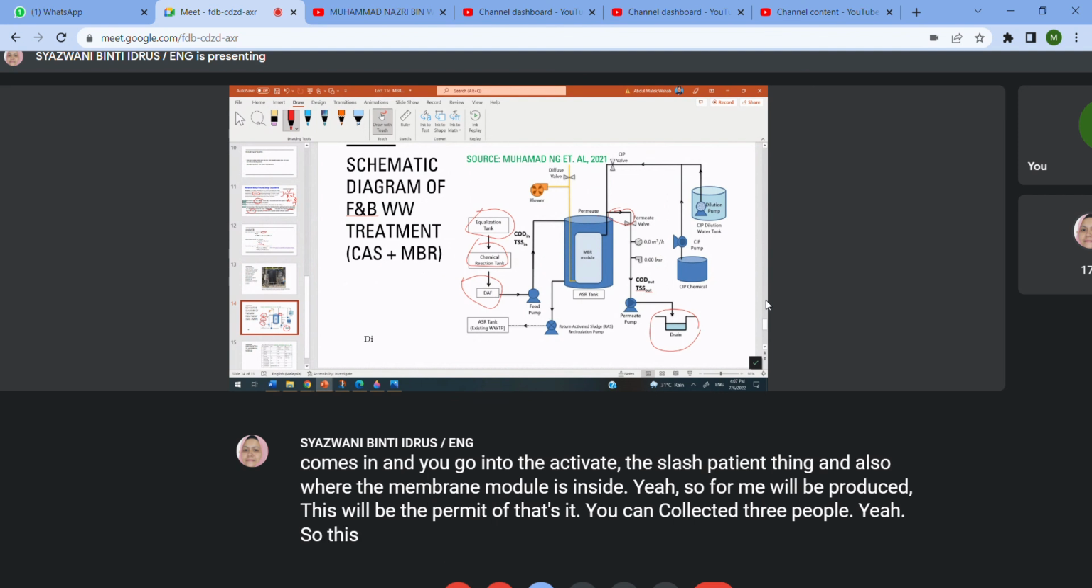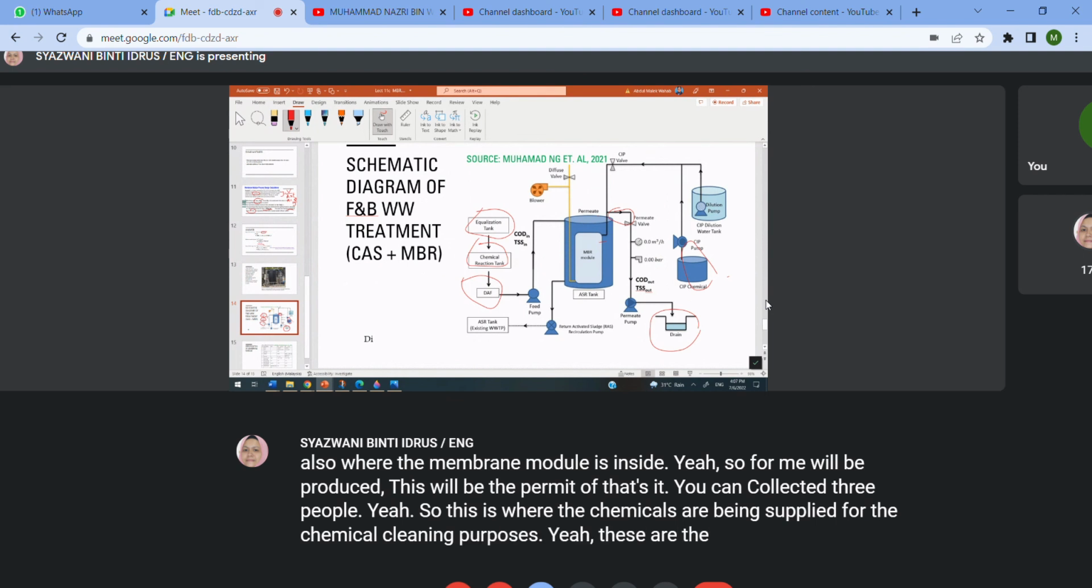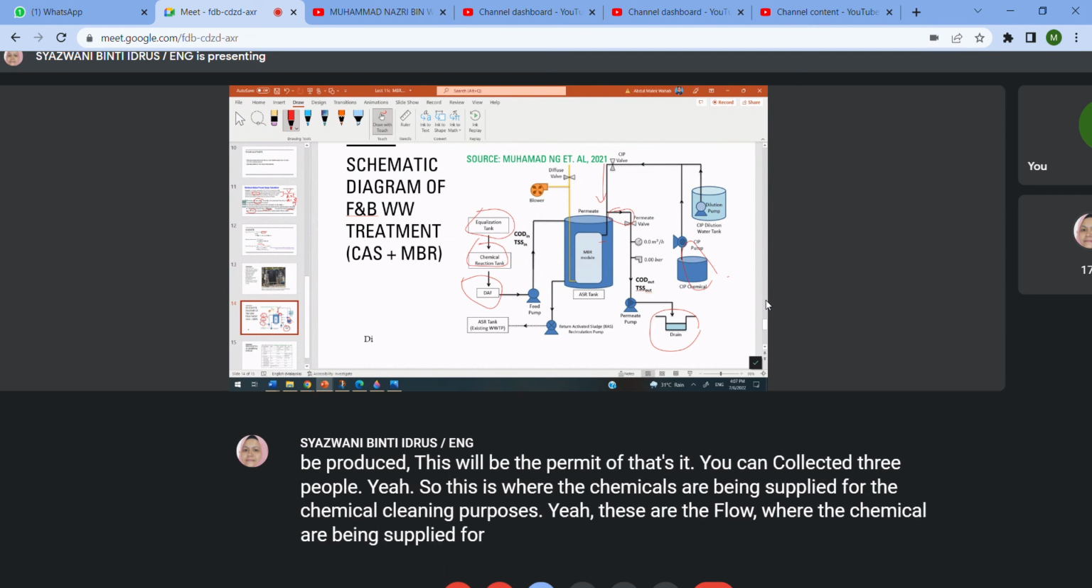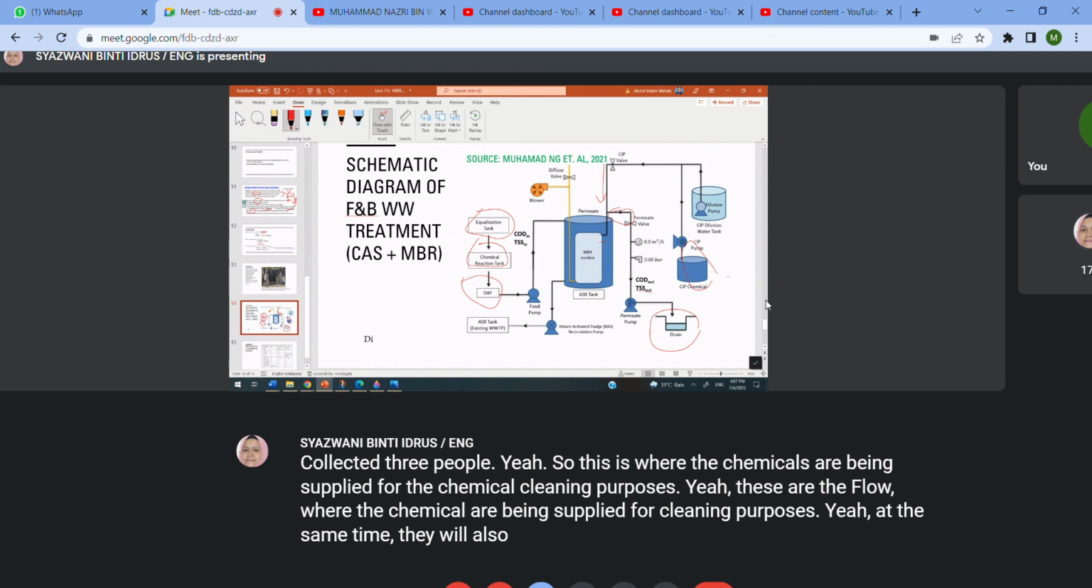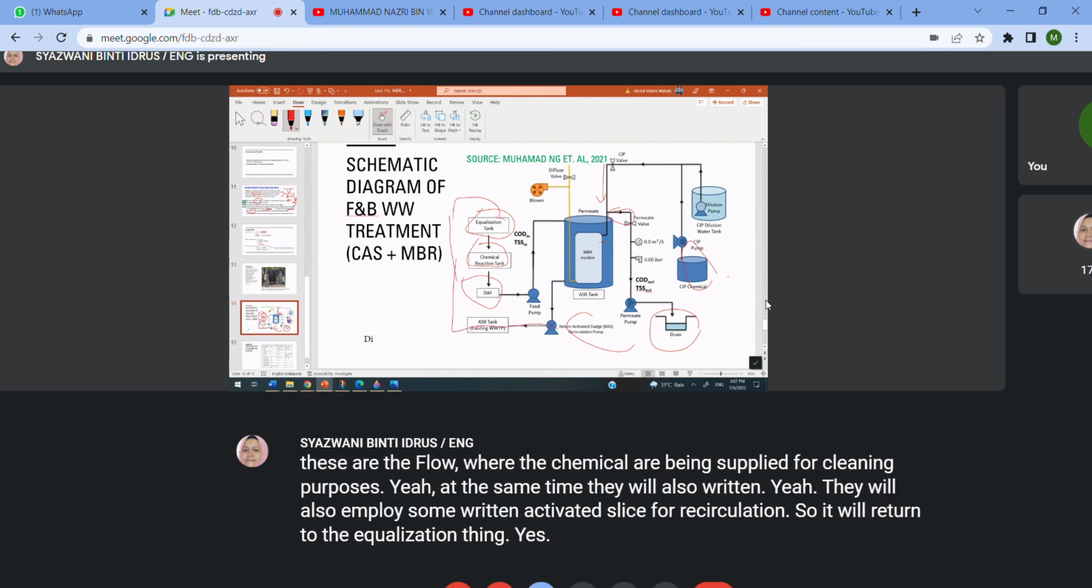This is where the chemicals are being supplied for chemical cleaning purposes. These are the flows where the chemicals are being supplied for cleaning. At the same time, they will also employ some return activated sludge for recirculation. So it will return to the equalization tank, because we have to apply recirculation.